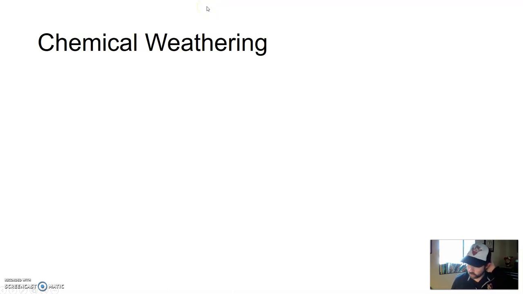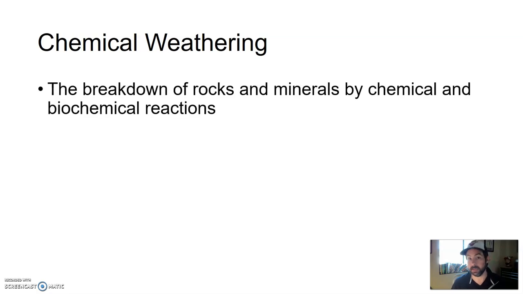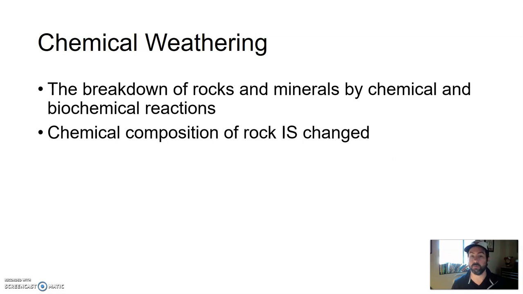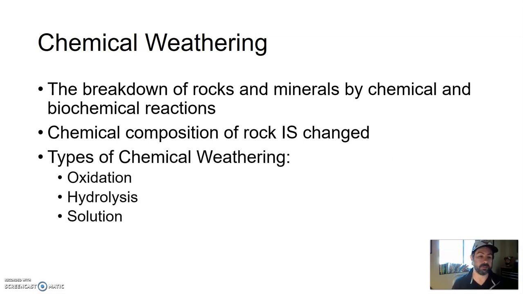Welcome back. So mechanical weathering, something's physically breaking down the rock. Chemical weathering, a little bit different. In chemical weathering, it's the breakdown of rocks and minerals by chemical and biochemical reactions. All right. The chemical composition of the rock is changed, very much so. Types of chemical weathering include oxidation, hydrolysis, and solution chemical weathering.